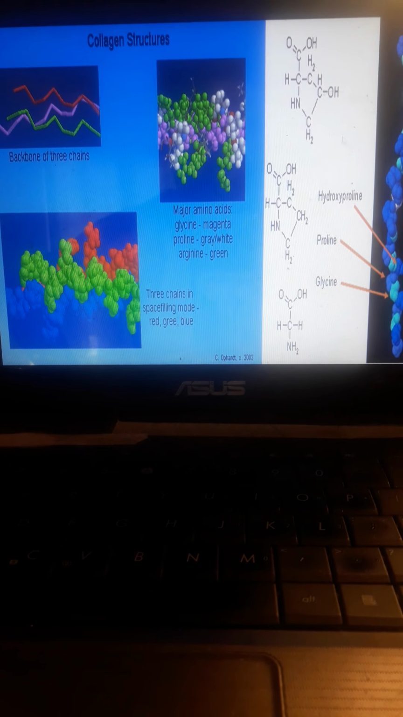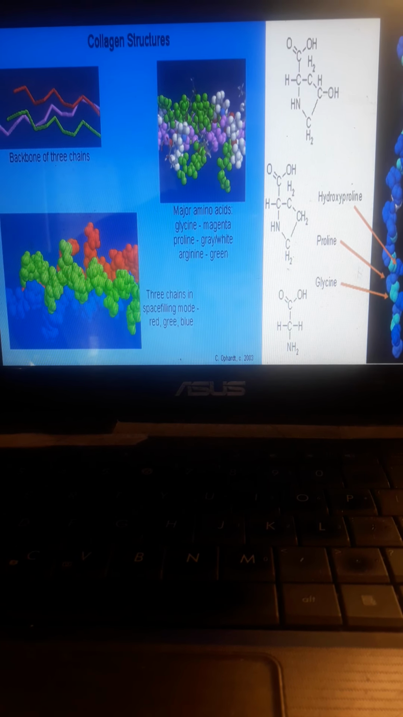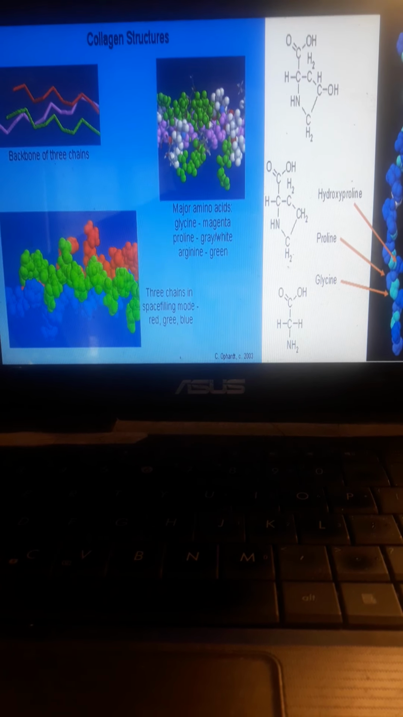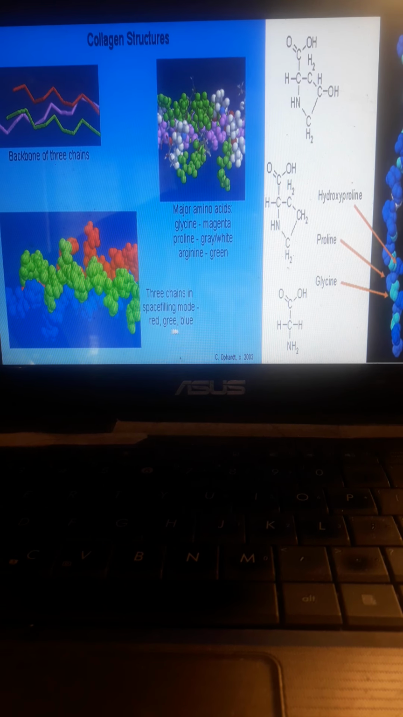Okay, so this is an example of your collagen fibers. So this has a high proportion of proline, hydroxyproline, glycine, and even alanine. Okay, so this is presented by magenta, glycine, the gray and white is the proline, the arginine is the green part. Okay, try to see. Okay, and we have backbone chain, and the three chain coiling of the red, green, and blue also.